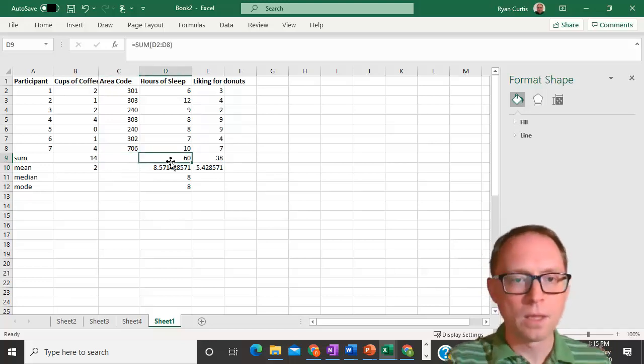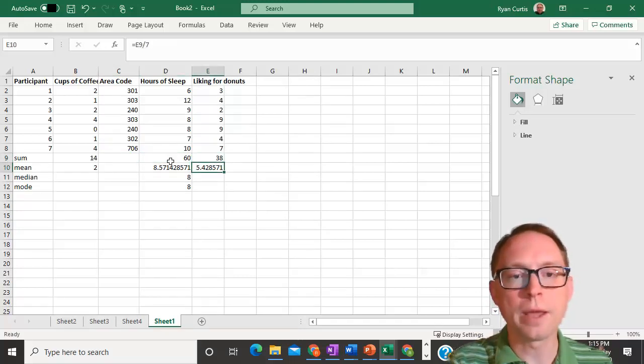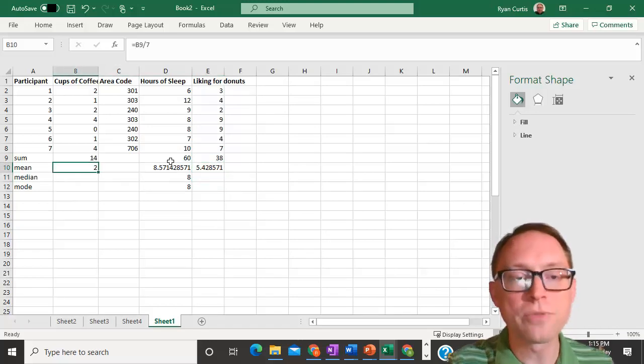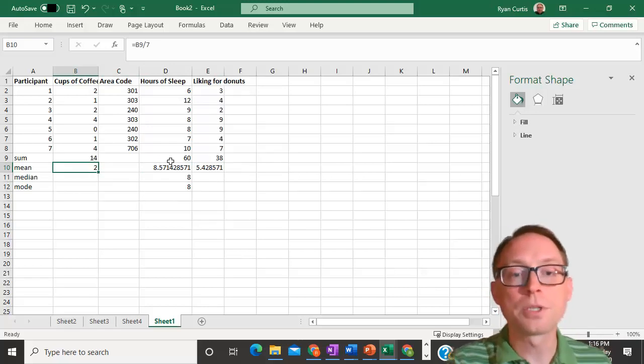Here are the sum and mean for hours of sleep, and the sum and the mean for liking for donuts. All right, those do make sense because each of those are continuous. Cups of coffee, hours of sleep, and liking for donuts are continuous. Area code is categorical.